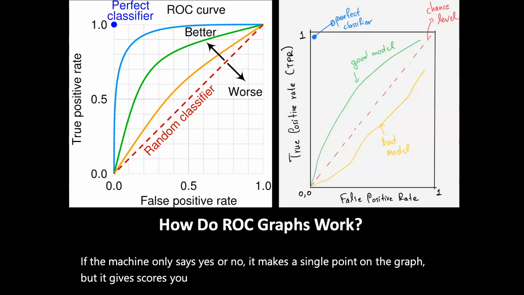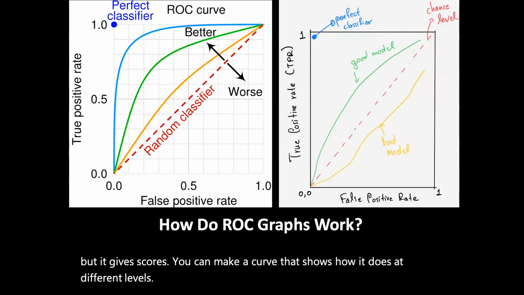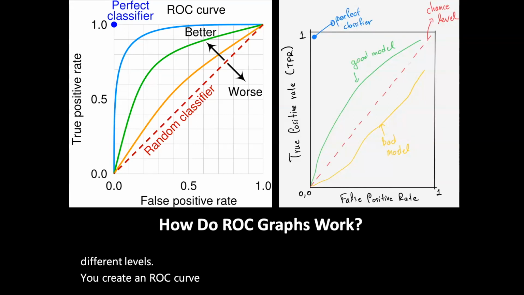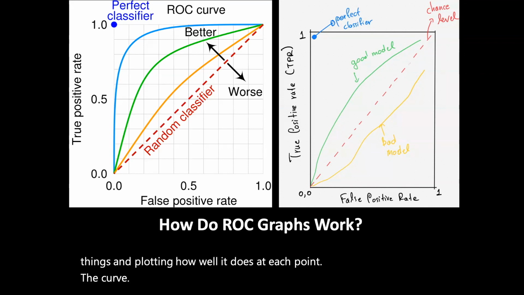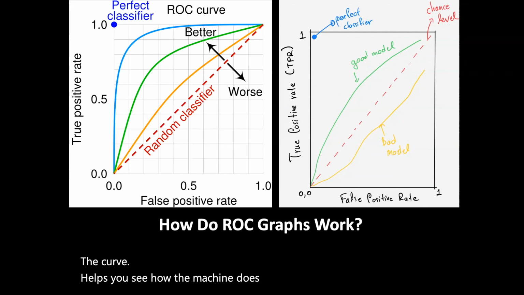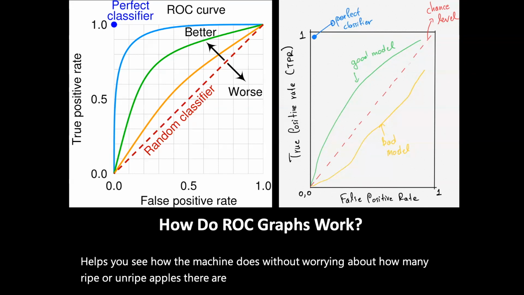You can make a curve that shows how it does at different levels. You create an ROC curve by looking at the machine's scores for different things and plotting how well it does at each point. The curve helps you see how the machine does without worrying about how many ripe or unripe apples there are. You can see how it does in general.